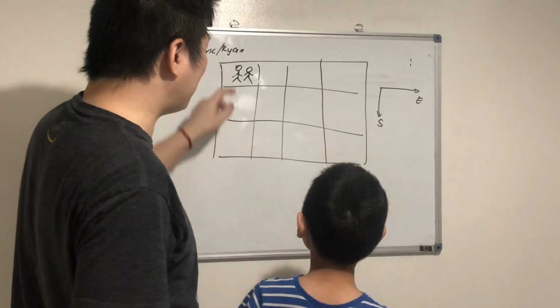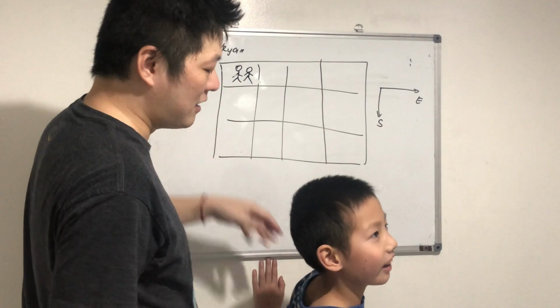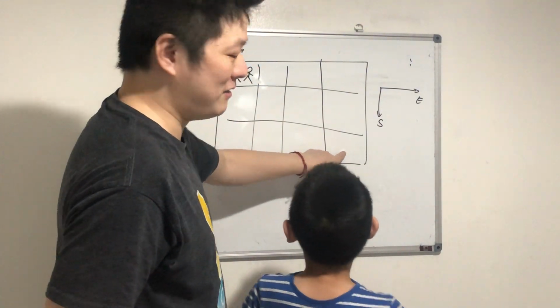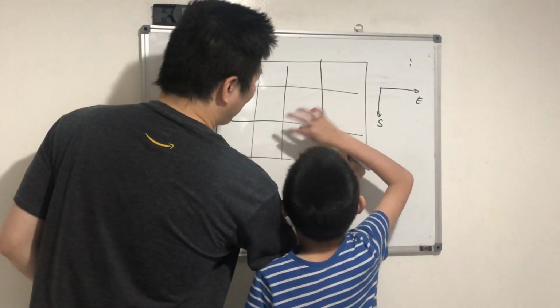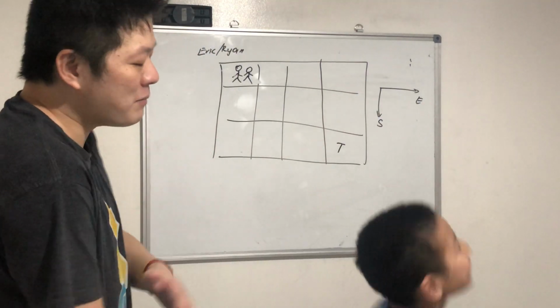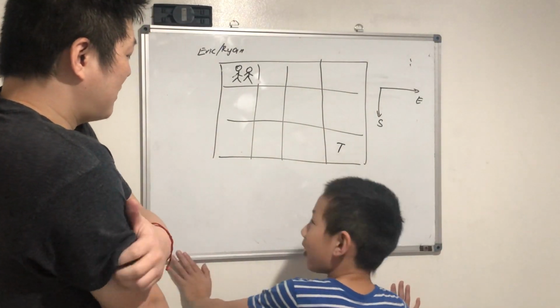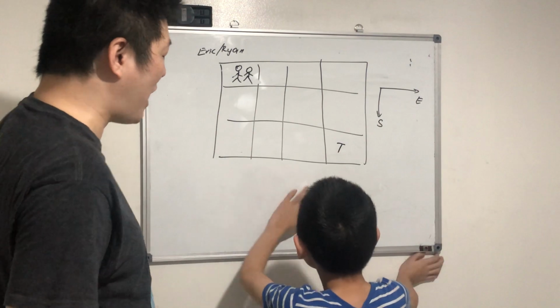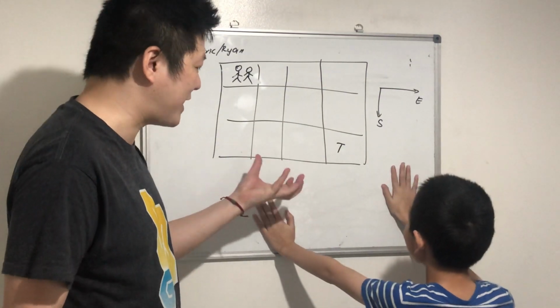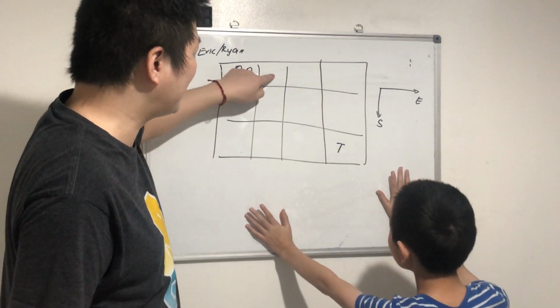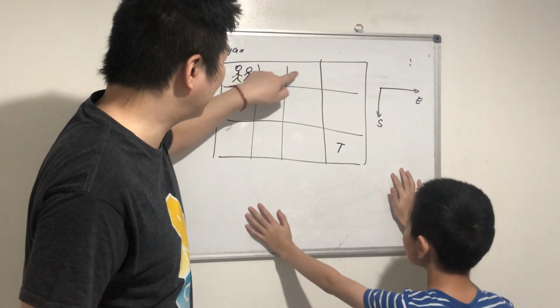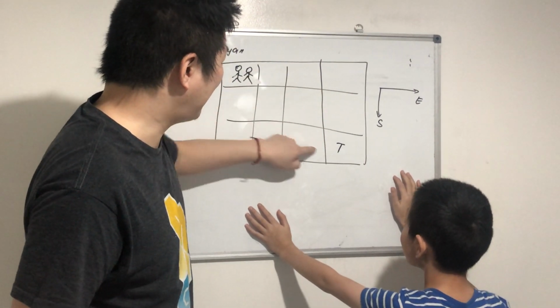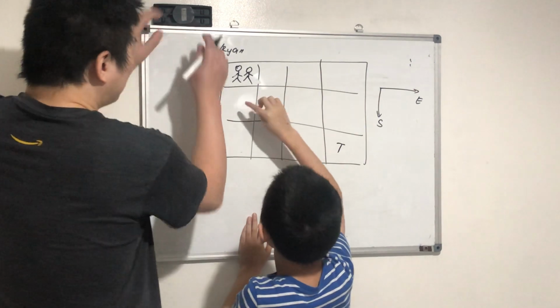Let's suppose you can only walk east and south. Where do you need to go? You want to go here. That's the target. So how many ways can you do it? Lots. I want you to compute the number of ways. You can do this, or this, or this. Lots of ways.